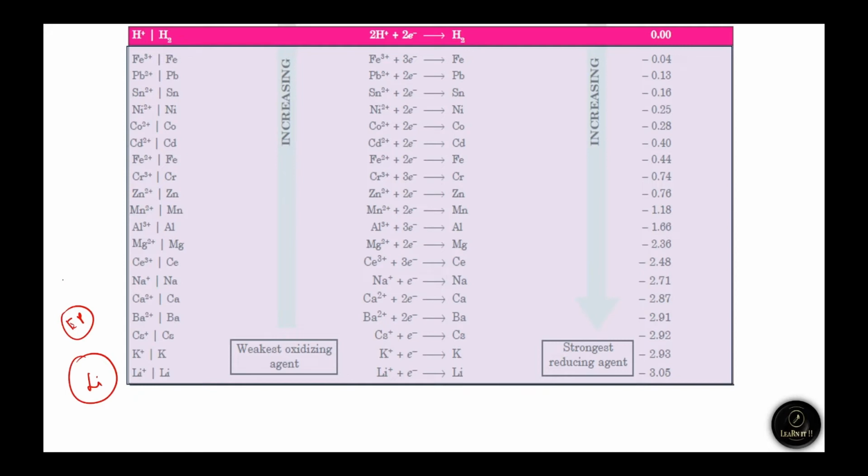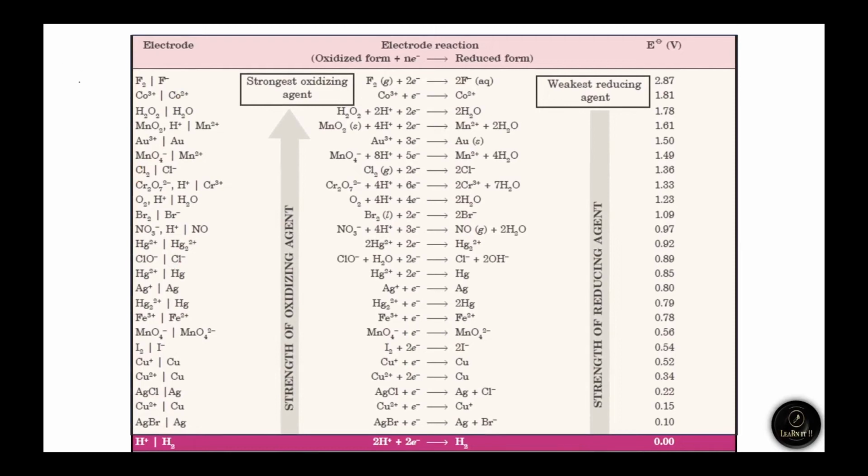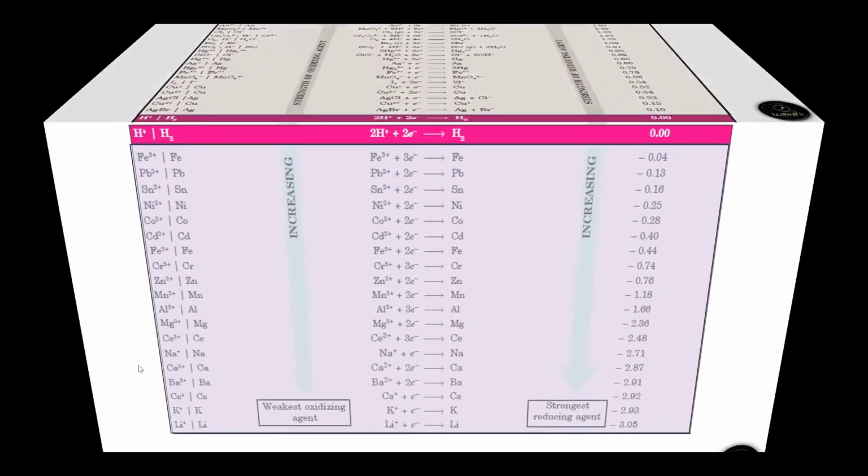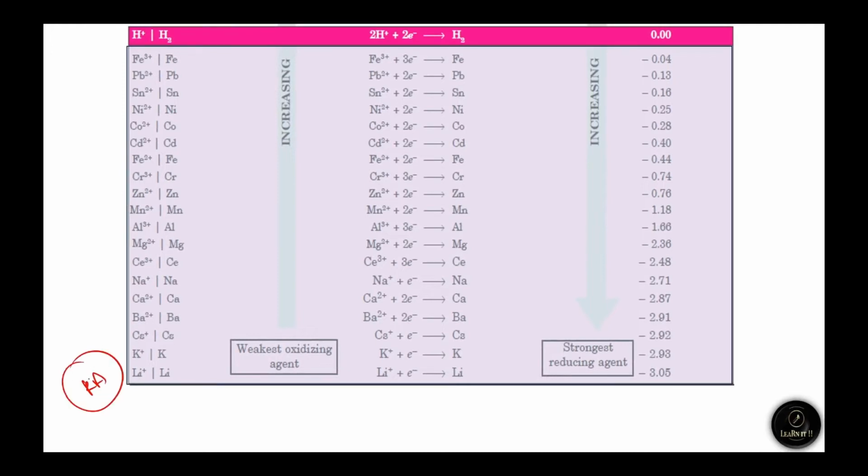But lithium has 1 electron. It is 1s2 2s1. It doesn't want this electron. So if it is approached by any other metal, it forcefully gives this electron to that substance. So lithium makes the other substance undergo reduction. That's why lithium is the strongest reducing agent. So at the top we have the oxidizing agent, and at the bottom we have the reducing agent.